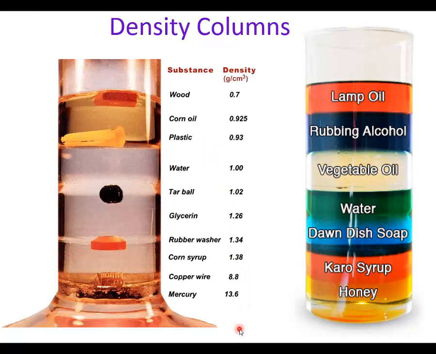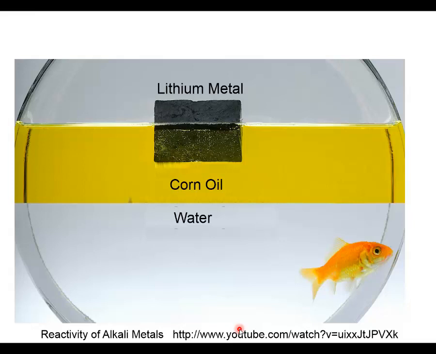Now I had to share kind of an interesting picture with you with respect to density columns. It's a picture where we look at lithium metal floating on corn oil, which is floating on top of water, and then we have our nice little friend here, the fish. I think this is a really fun demonstration of a density column, because there's a little bit of jeopardy involved, because that fish could be in danger if that lithium metal hadn't been light enough to float on top of the corn oil.